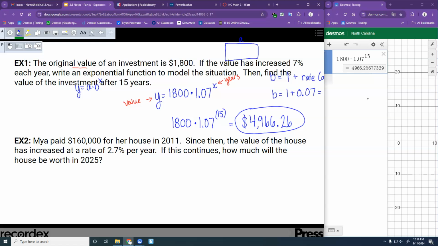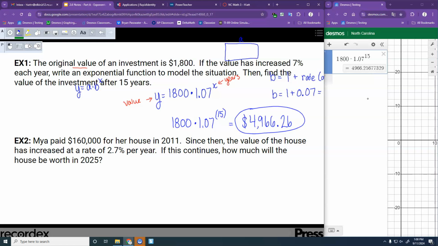Okay. Another place where this can apply is in the appreciation of items that you might own. Houses, for example, usually gain a lot of value as long as you don't destroy them and keep them up. So here we've got Maya paid $160,000 for her house in 2011. Since then, the value of the house has increased at a rate of 2.7% per year. If this continues, how much will the house be worth in 2025?